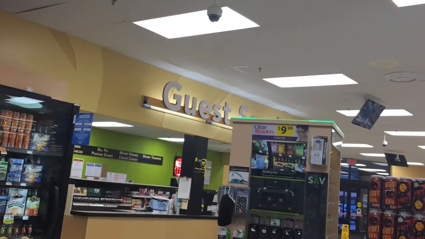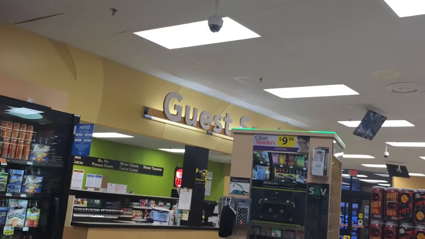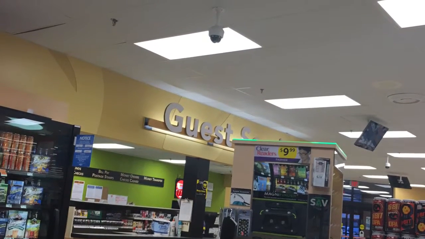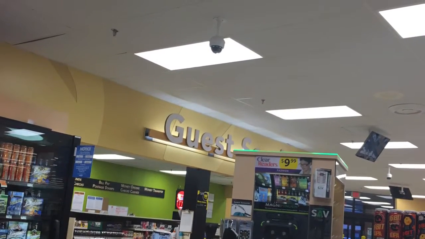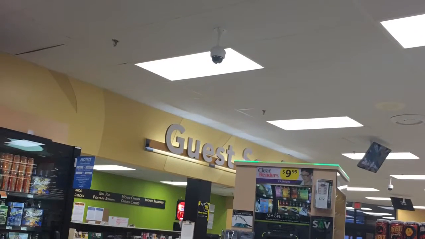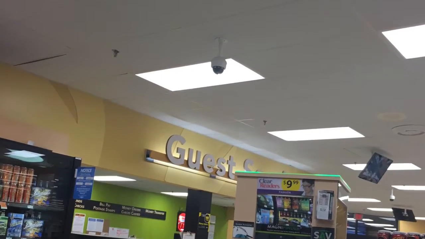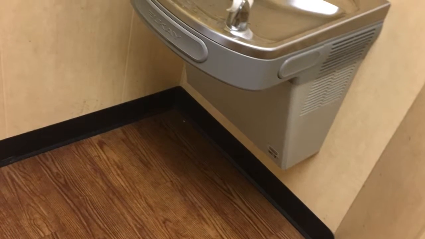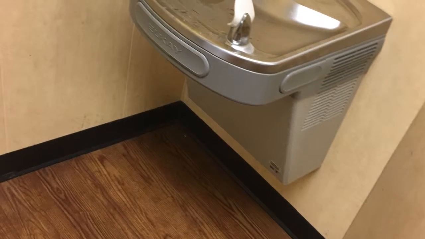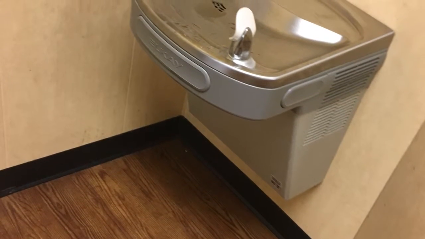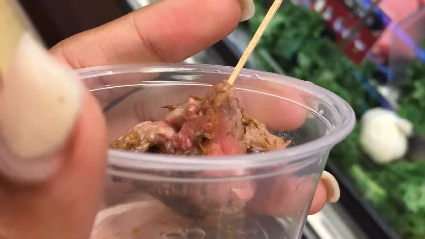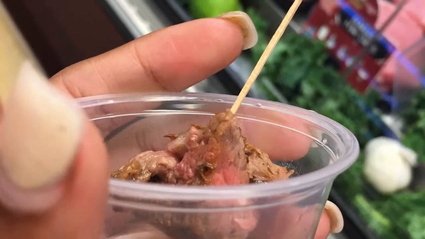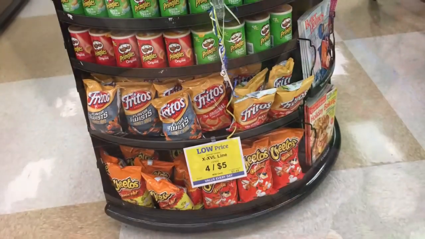For cytoplasm, I chose the cameras in the store because cytoplasm holds all the materials and the camera kind of holds different footage and materials in the store. For pinocytosis, I chose the water fountain because in pinocytosis, liquid molecules move into the cell's plasma membrane. For phagocytosis, I chose the taste samples.